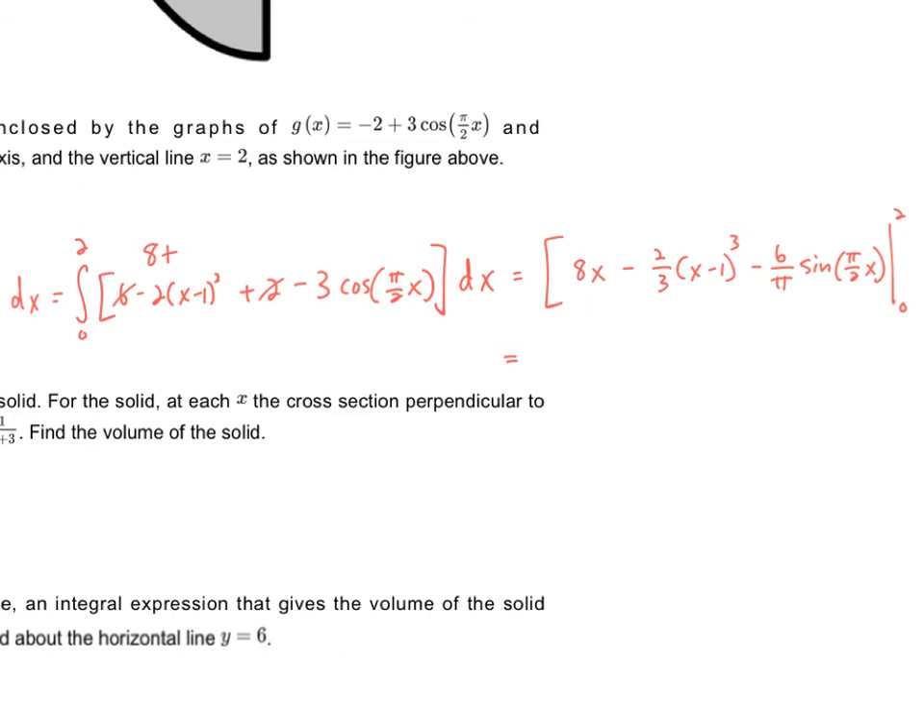Okay. Let me make sure that's right. Okay, so now I plug in 2. This will be 16 minus, plug in 2, you get 2/3. Plug in 2, you get sine of pi, and that's 0. So that's it. So minus, plug in 0. When you plug in 0, the first and last ones are 0.